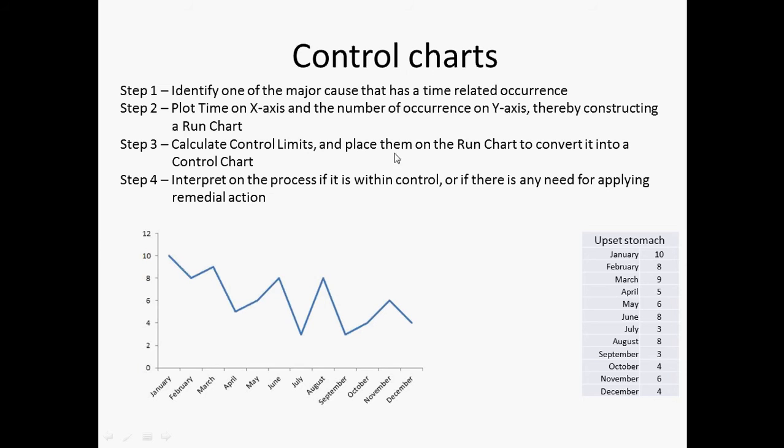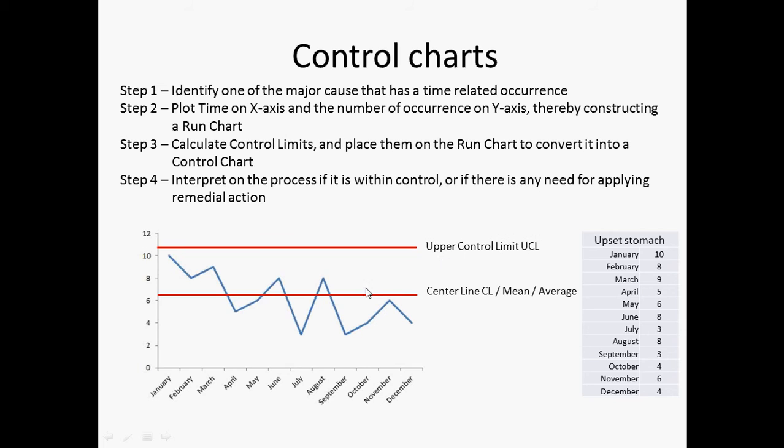Calculate the control limits and place them on the run chart to convert it into a control chart. Now what is this control limits? The central line or the mean or the average? The central line, the average out here is almost 6.2, something like that. I put it out here. The central line.